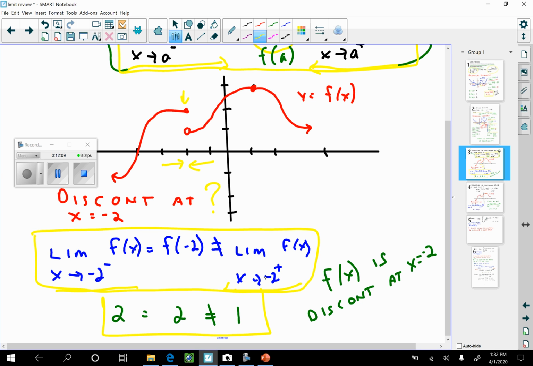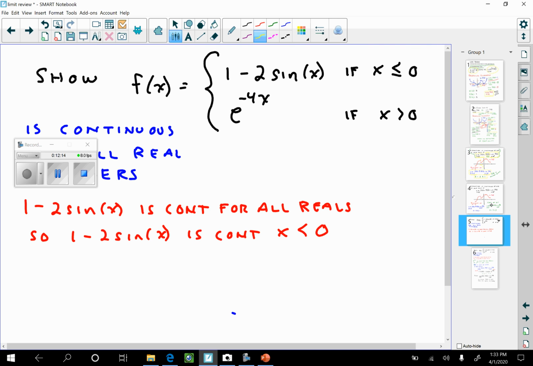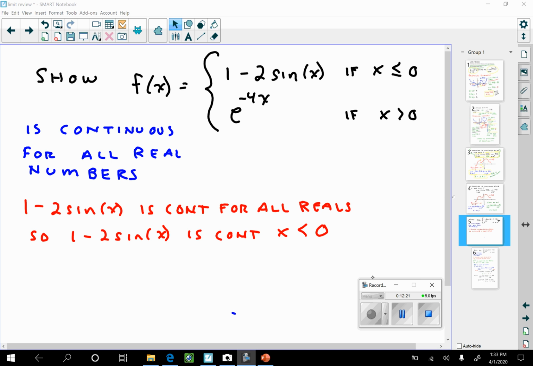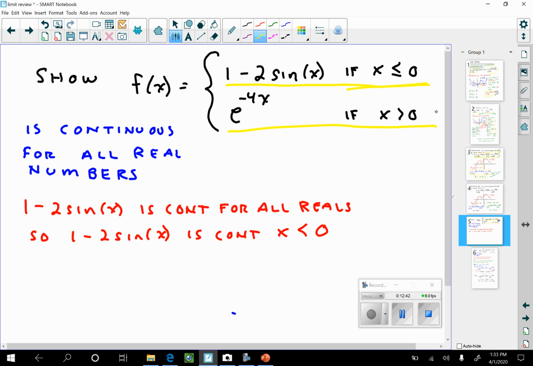So let's jump down here and let's look at a piecewise function. Let me get this out of the way so I can see something. Okay, so I have this piecewise function. It's 2 pieces. I have the top piece, 1 minus 2 sine of x if x is less than or equal to 0. And I have the bottom piece, e to the -4x if x is greater than 0.